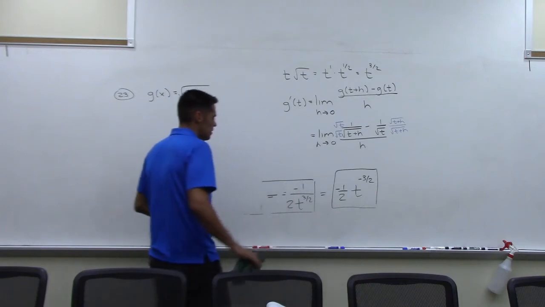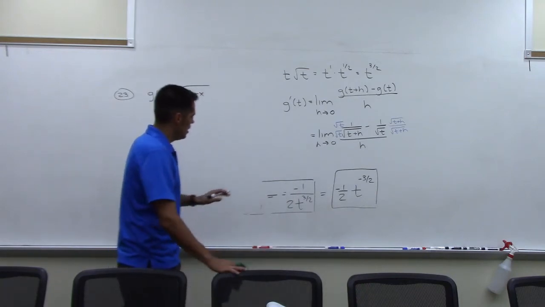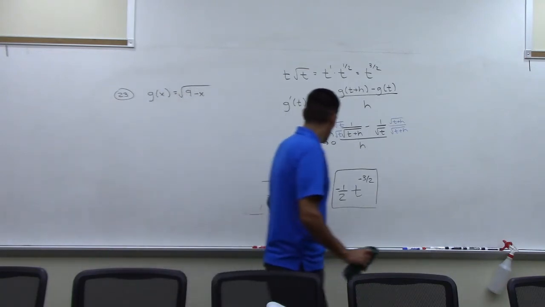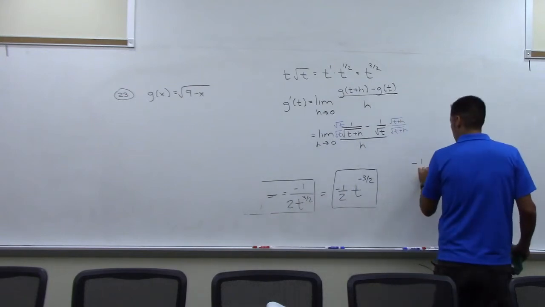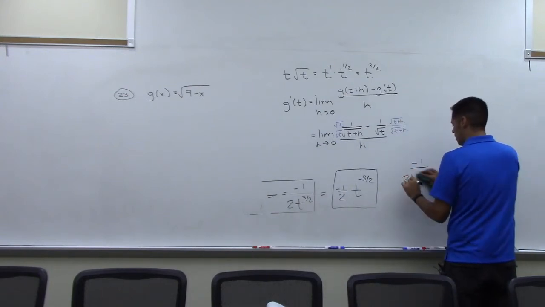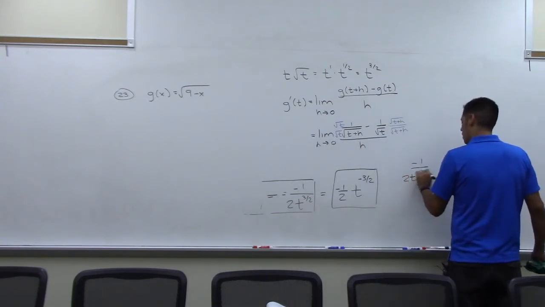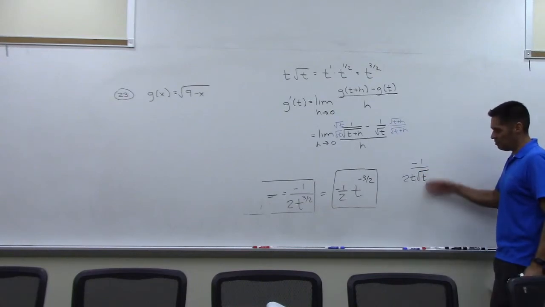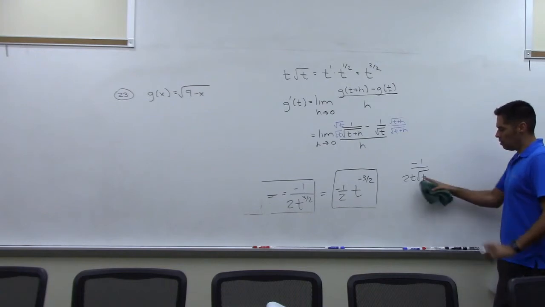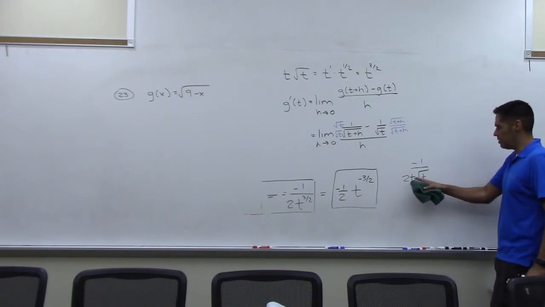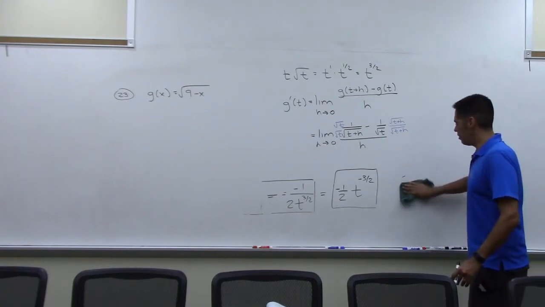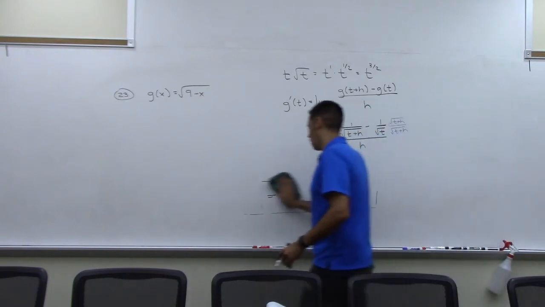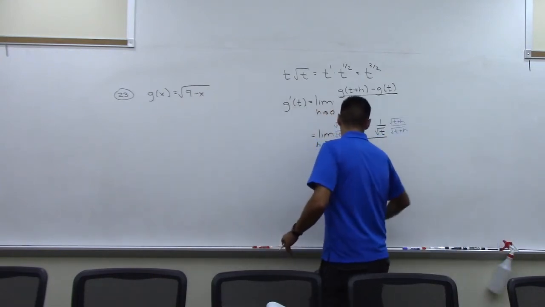Oh, I didn't talk about the domain. I apologize. I should have talked about the domain of this. We had negative 1 over 2 t root t. It's the same domain. t has to be bigger than 0, or else we'll get negatives under the root, and then we can't have 0 on the bottom because we'll have division by 0. So t must be greater than 0 for the domain of the derivative.